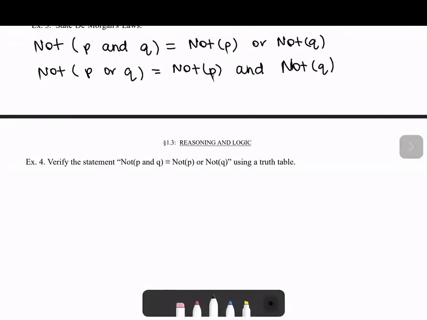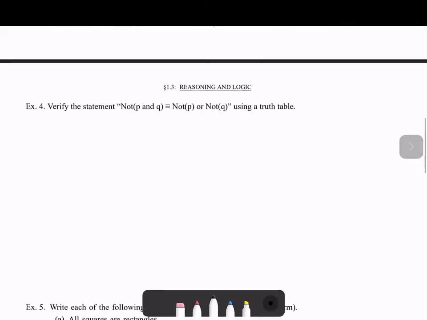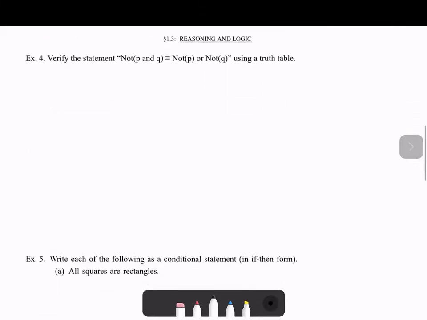Whoops, I forgot. The logically equivalent symbol isn't the normal equal sign. It's this three-bar equal sign. So that means logically equivalent to instead of equal to. We're just going to verify this using a truth table. So you can use a truth table to verify statements like so.